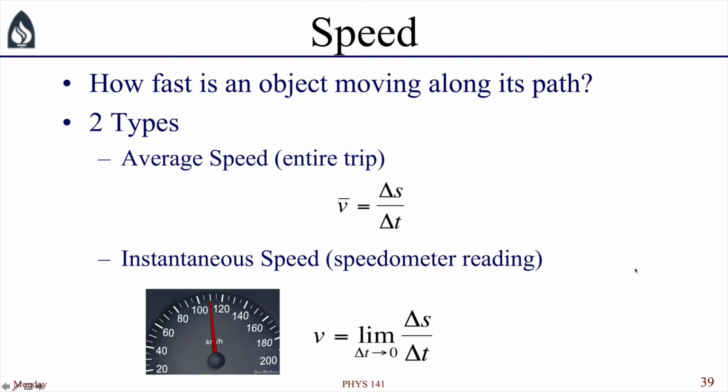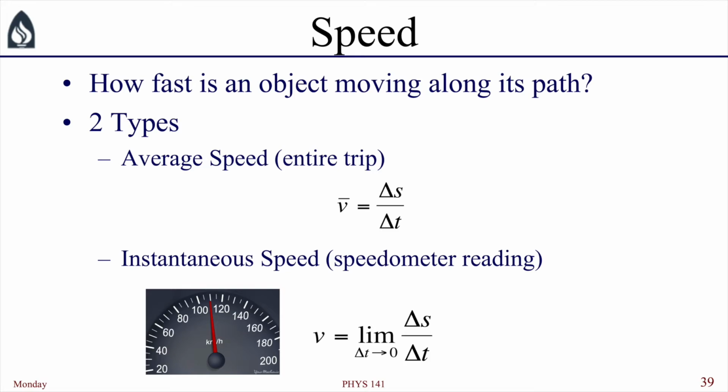Another important concept is speed, and speed is a measurement of how fast an object is moving along its path. We break this down further into two types of speed. There is an average speed, which is the speed averaged over the entire trip. To calculate average speed, and you can see we use a bar over the v to designate average, the average speed is the total path length, the total distance along the path that the object traveled, divided by the total amount of time it took to move along that distance.